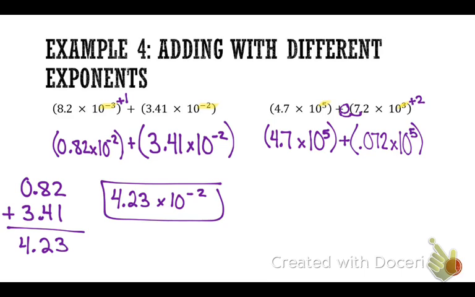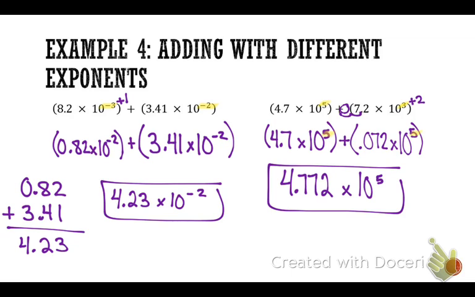So my whole goal was to get my exponents the same, and now that my exponents are the same, I can add my decimal values together. All right, go ahead and get the rest of your answer. 772 times 10 to the 5th power.